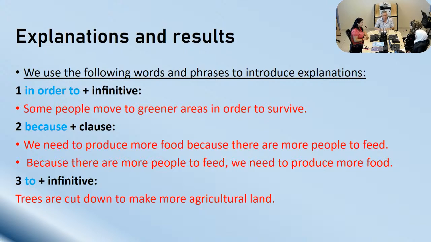And as we all know, the clause must contain a subject and a verb. Example, we need to produce more food because there are more people to feed. Because there are more people to feed, we need to produce more food. We can change the position the way we want. Number 3 is to, and it's also followed by an infinitive. Trees are cut down to make more agricultural land. Actually, to and in order to have the same function. So no problem if the student puts this or that.